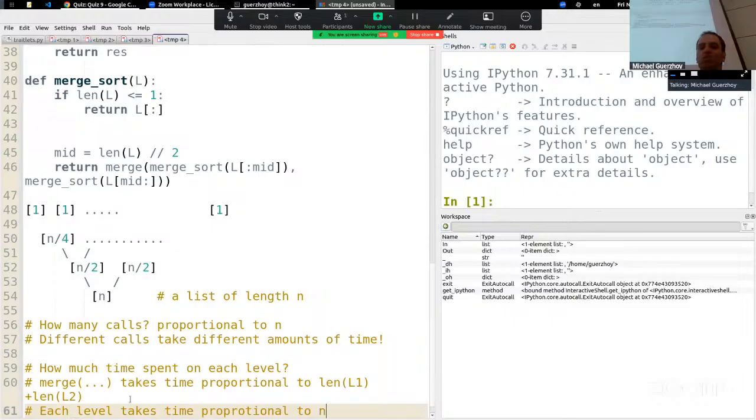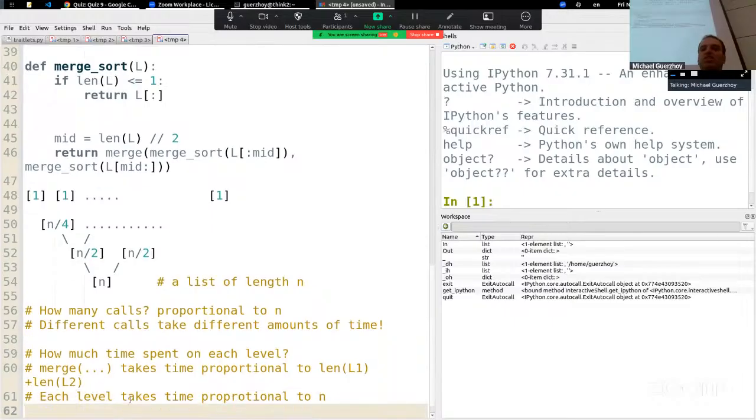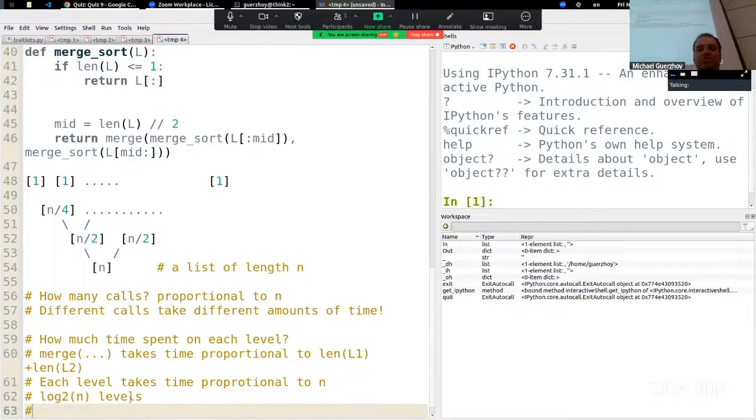I will do it in more detail next time, of course. So the spoiler here is there are log n levels. So runtime is proportional to n times log n.